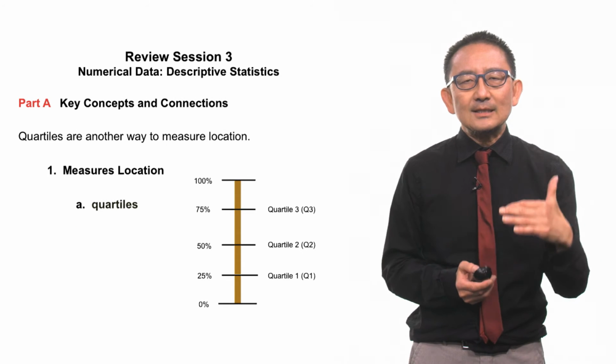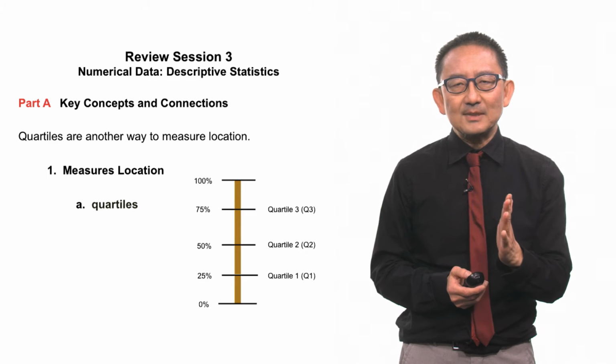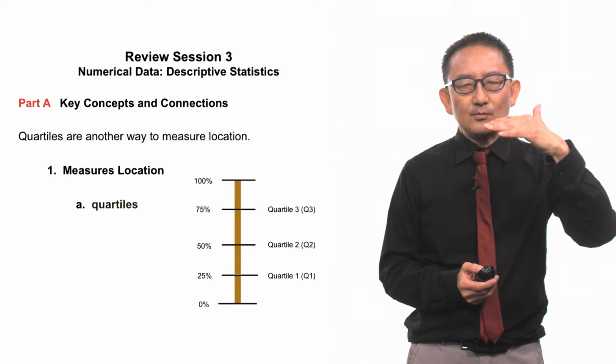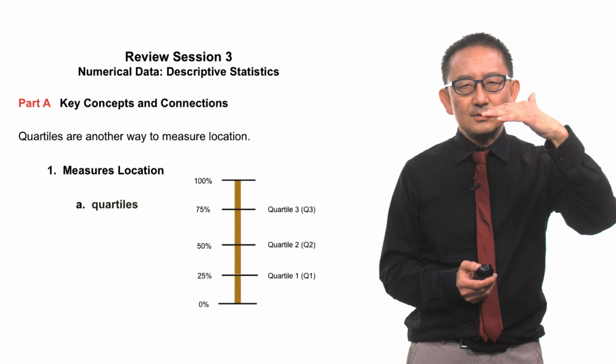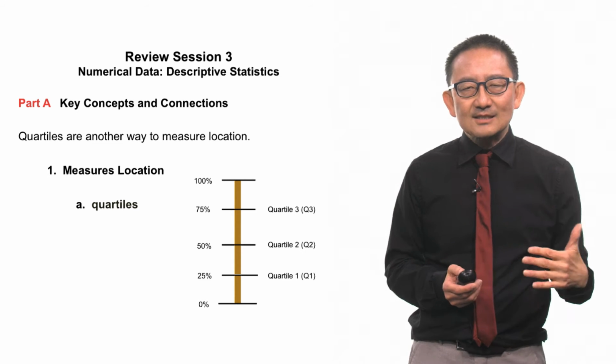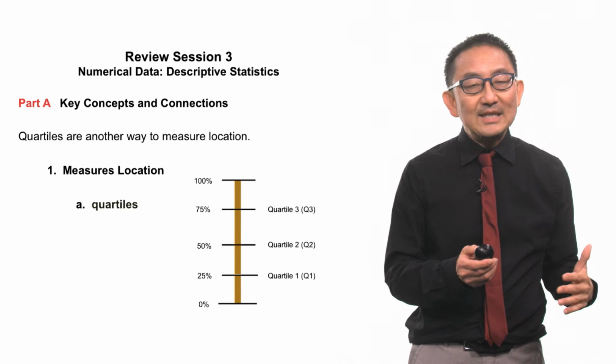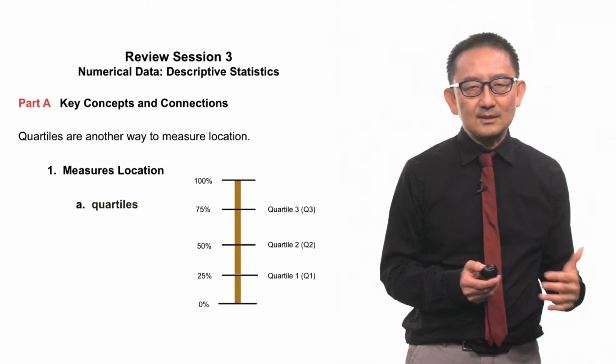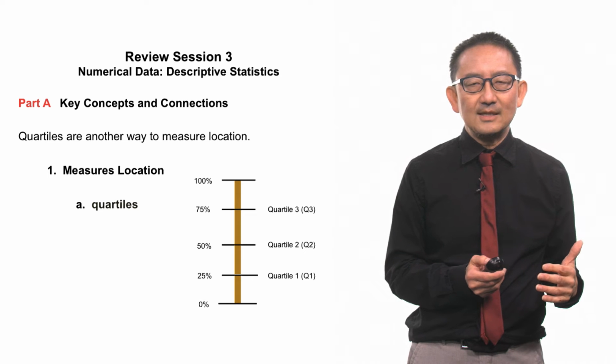So we can take a look at that then on this display. We can see the location of where quartile 1, 2, and 3 is. Quartile 2 is also the same as the median. The median and quartile 2 are exactly the same.